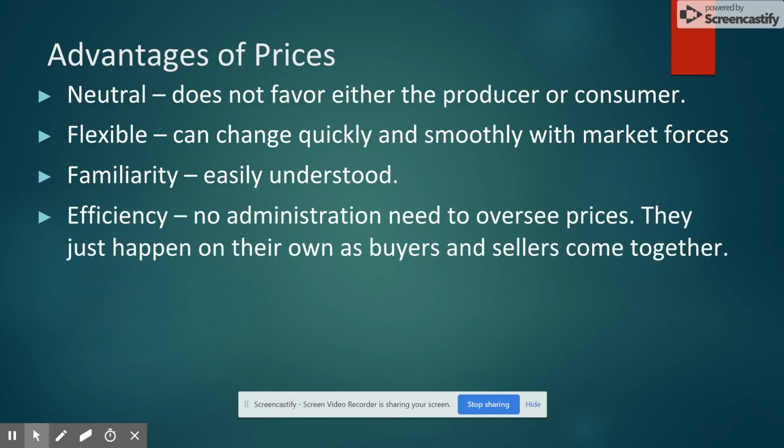And then it's just efficient. You don't need an administration. You don't need a bureau of the government to oversee prices. It just happens.